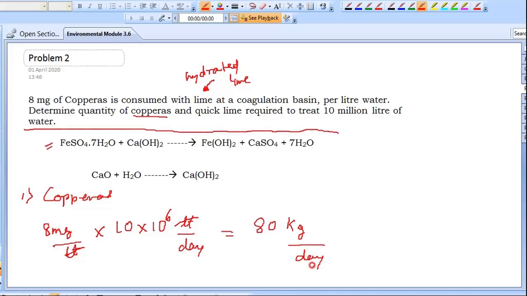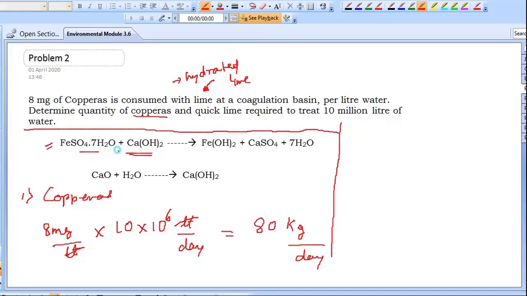Now the second question is very important. What are they asking? Determine the quantity of quicklime required to treat that much of water. Now see, quicklime required. Very interesting, no? Because here it is consumed with the lime, it is said, and we assume this as hydrated lime, and even in the equation also hydrated lime is there.